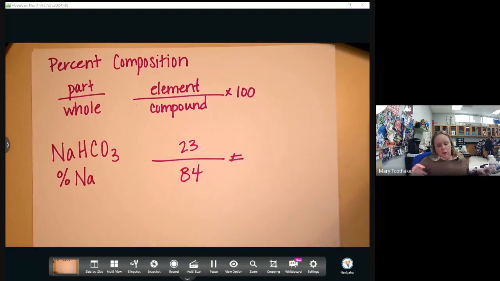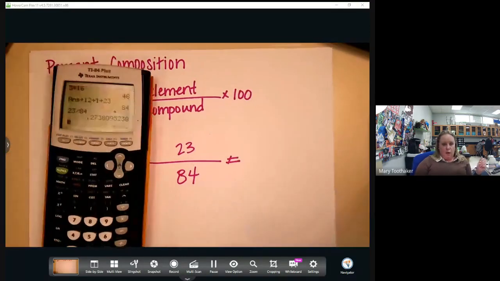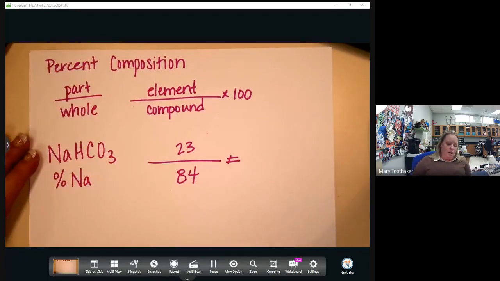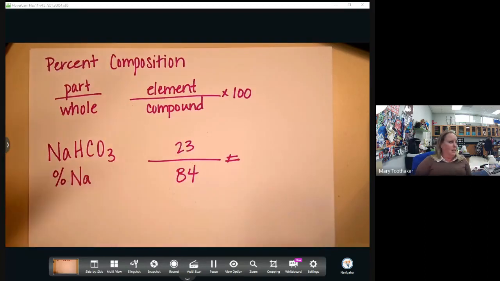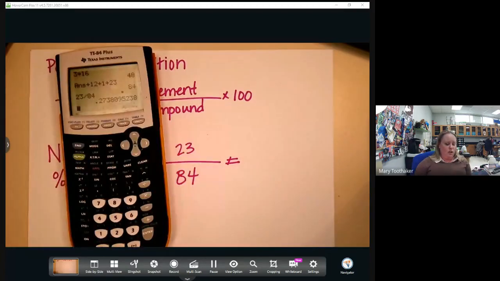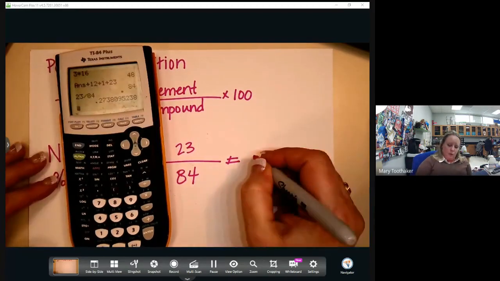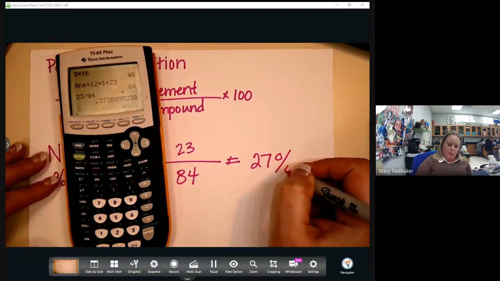Do your math. 23 divided by 84 gives me 0.278095. Okay, Miss, do I round? Yes, you round. You round to significant digits. Since I'm letting you round these masses, don't worry about significant digits. Just round it to the whole number. So it would be 27%.